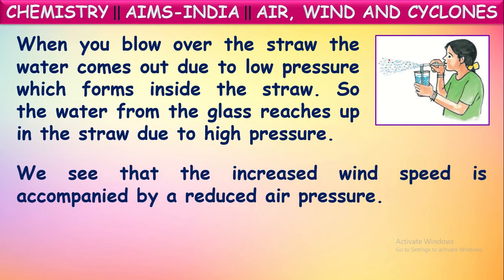So we see that increased wind speed is accompanied by reduced air pressure. From this we can understand that the difference in the air pressure causes the wind speed. The more the difference between the air pressure at different places, the more the wind speed there. From the area where high pressure is there, air rushes to the place where air pressure is low. As the difference between the air pressures increases, wind speed increases.